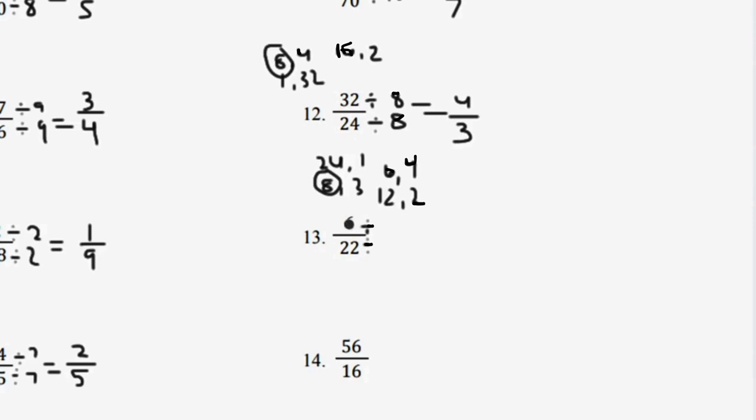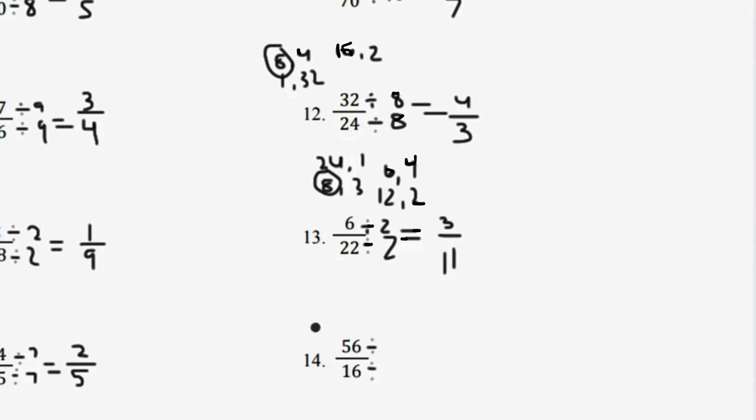6 and 22. 6 has factors 3, 2, 1, and 6. So 6 doesn't work. 3 doesn't work, but 2 works, and 2 is greater than 1. So we've got 3 over 11, and then last practice problem, 56 over 16.